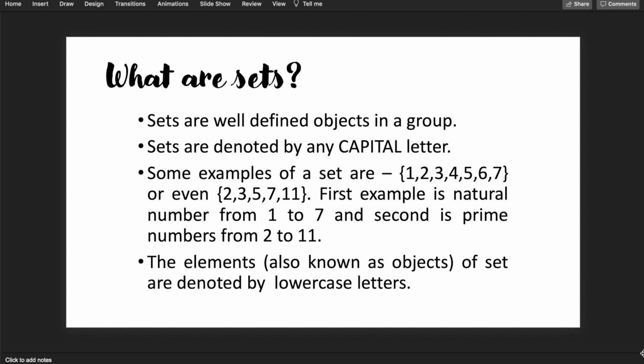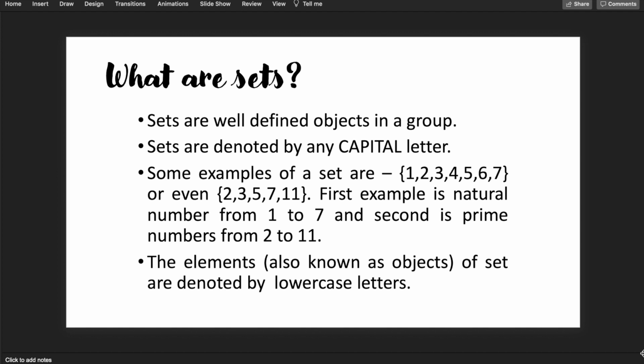So the most important thing is, what are sets? Sets are well-defined objects in a group. You may ask, what does well-defined mean? There are many interpretations for this, but probably the most suitable one is a meaning that conveys all of them have something in common. So the next one is, sets are denoted by any capital letter. So it can be capital A, capital B, capital C, anything.